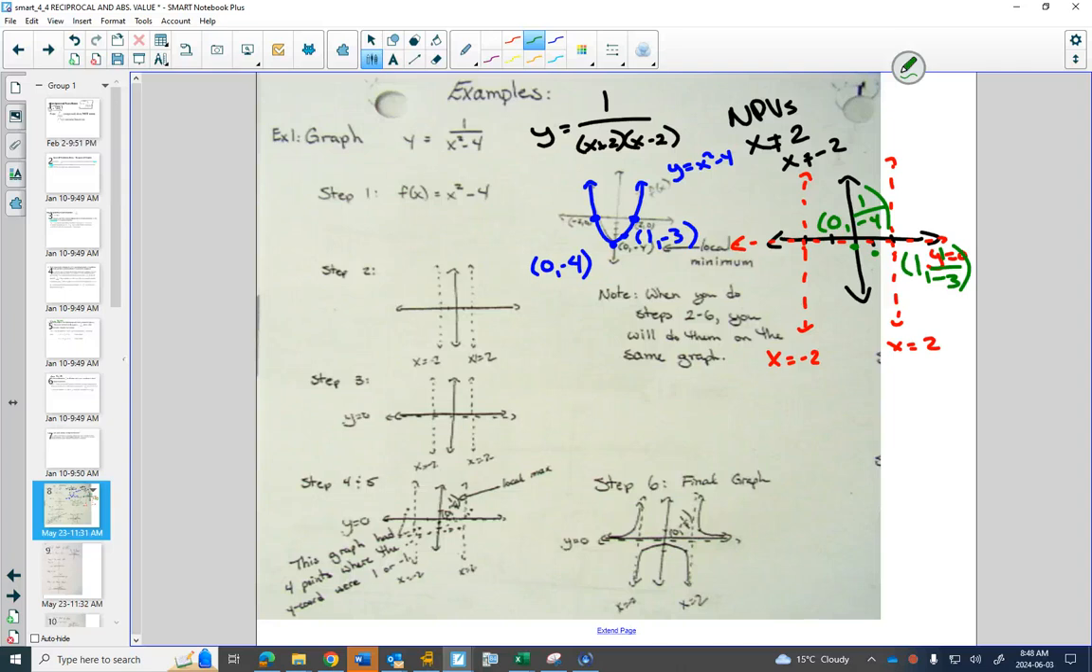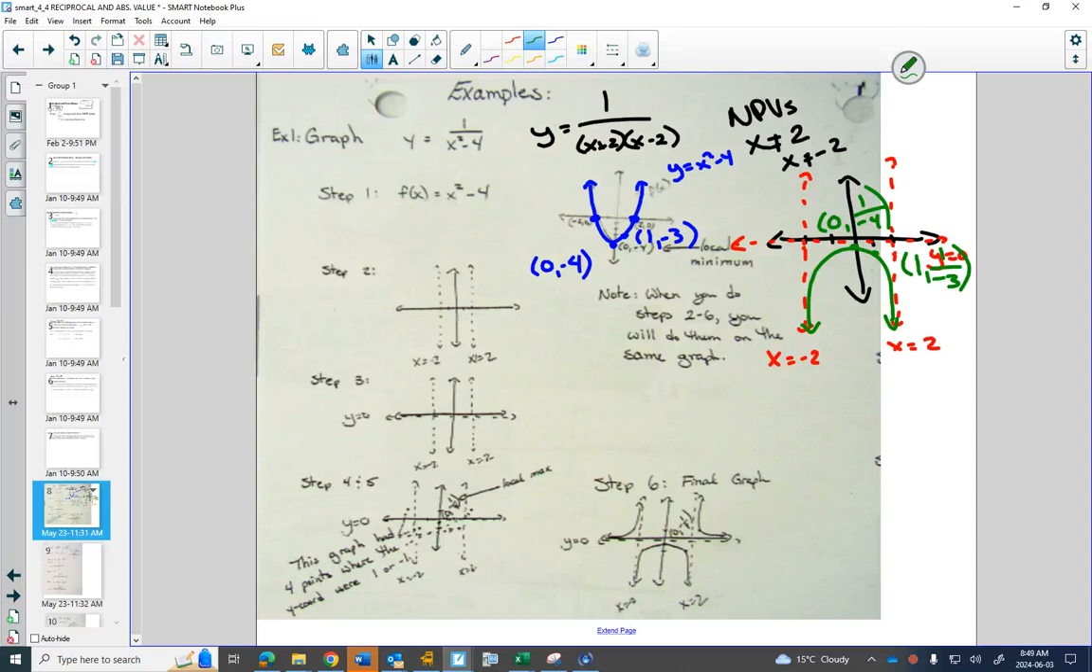The other thing about reciprocal graphs is when you have a 1 on the top, does it make sense that there will never be any x-intercepts? Because the only way a fraction is equal to 0 is if your numerator is equal to 0. So once I have these points, I know that it has to go towards the asymptotes. I know there's no x-intercepts. I would be able to say that that section looks like that.